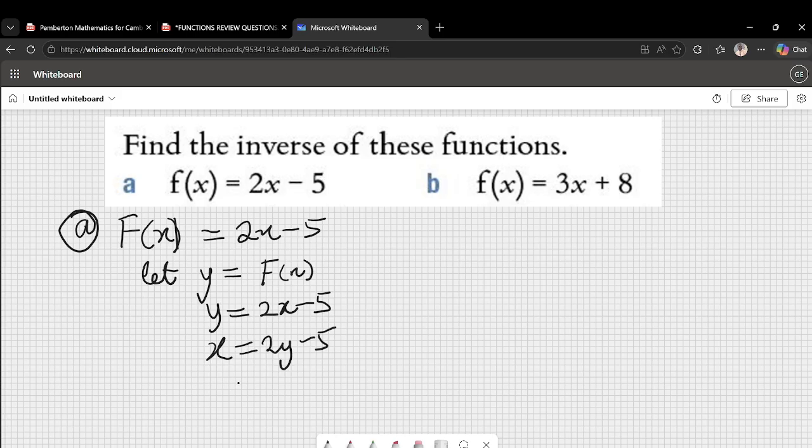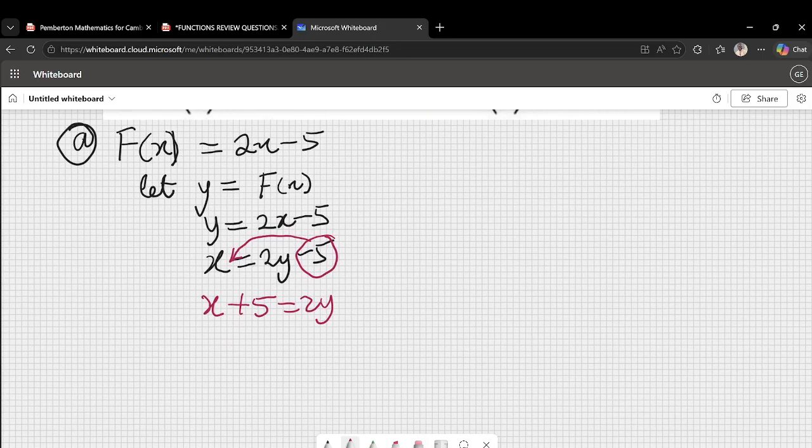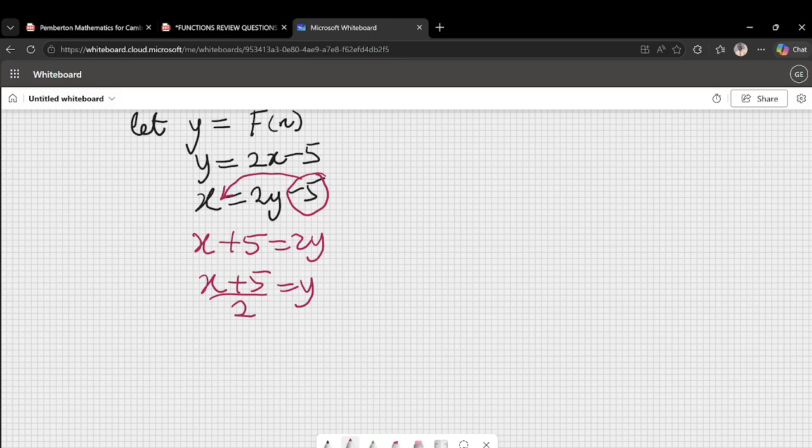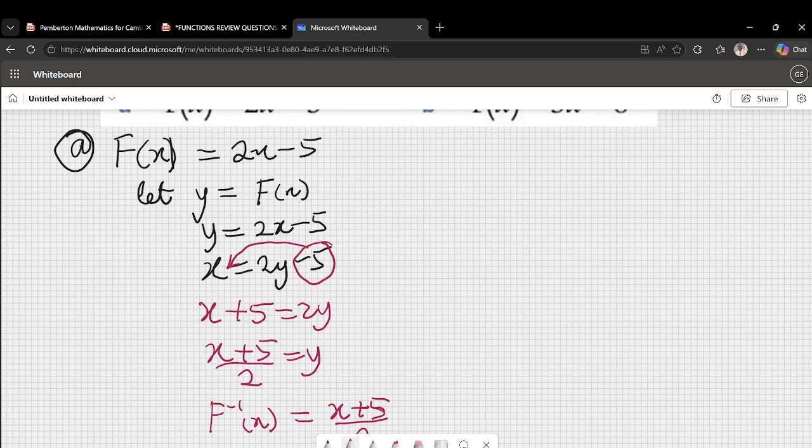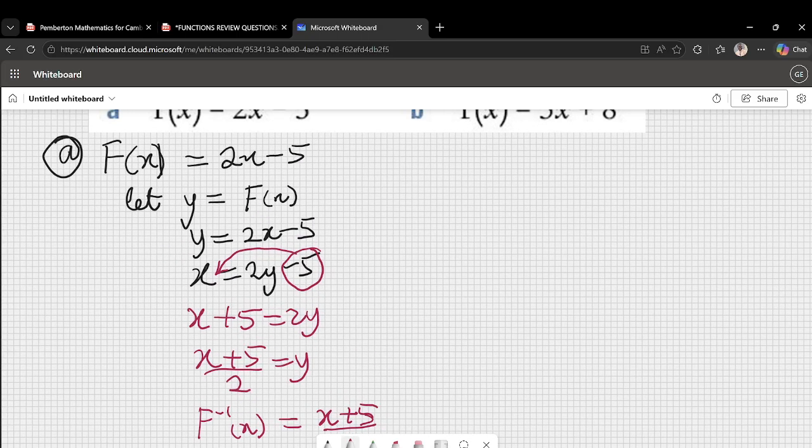The next thing is to solve for y, rearranging the formula to make y the subject. So you can take this minus 5 to this position here. You now have x plus 5 equal to 2y. Then you divide both sides by 2: x plus 5 divided by 2 will be equal to y. Once you have been able to make y the subject of the formula, the inverse of the function f of x will be equal to x plus 5 over 2. So this is the inverse of the function given to us in the question. The steps are just three basic steps.